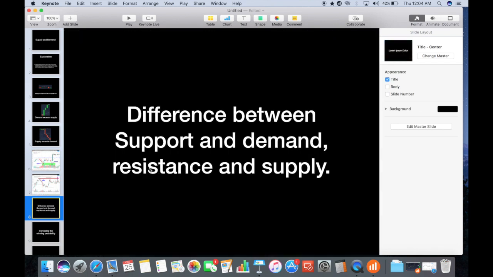There's a huge difference between support and demand, and resistance and supply. These are not the same. They may look alike, but there is a huge difference. A stronger support is a weaker demand, because a stronger support means the price bounces off from a certain level again and again. That is equal to a strong support, but that is a very weak area of demand, and vice versa.